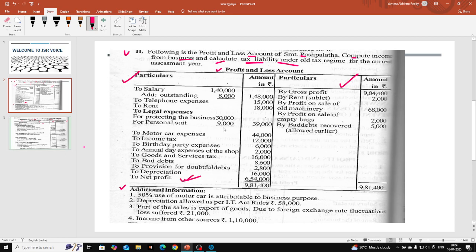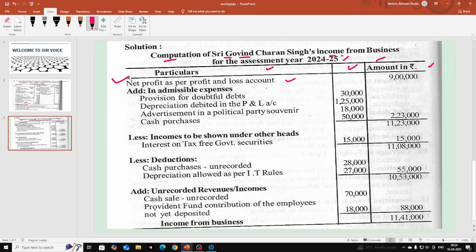The question I took is different and the solution box I selected is different; I just want to show you how to deal with it and the procedure of calculation of income from business or profession. Let us see that. First, net profit should be taken. In the answer we should take in the first place the net profit as per the profit and loss account.